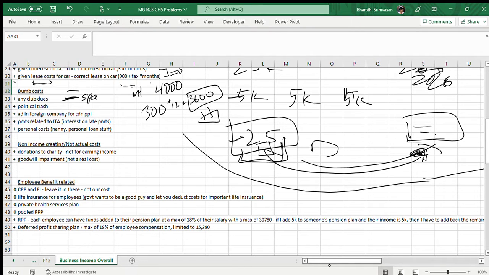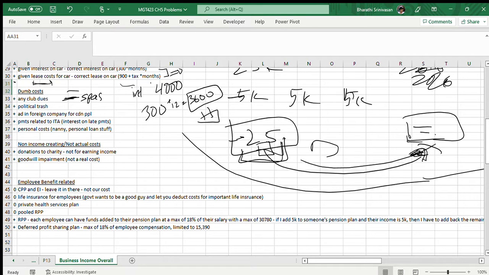In employment income, I forgot to mention that there's a thing where if you're part of some kind of club or organization, and it's purely for the benefit of the employer, then you can deduct it, right?